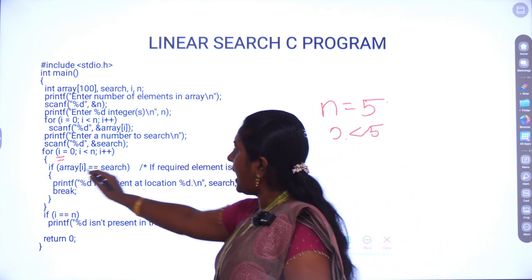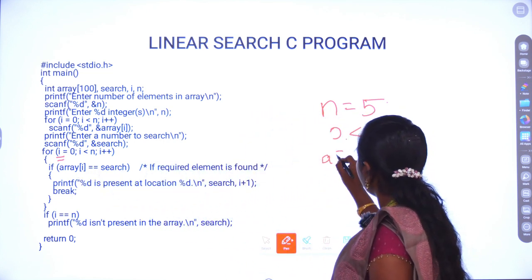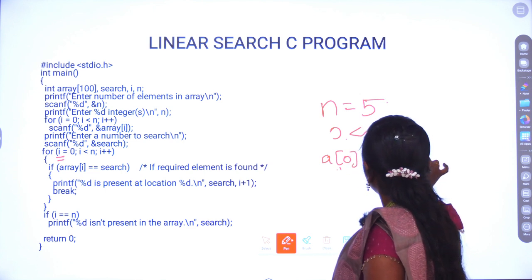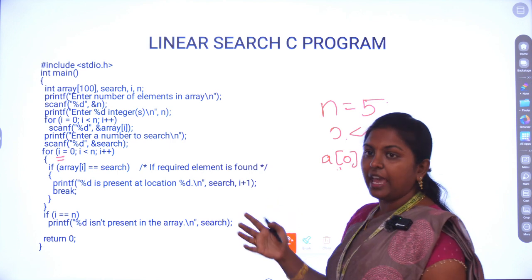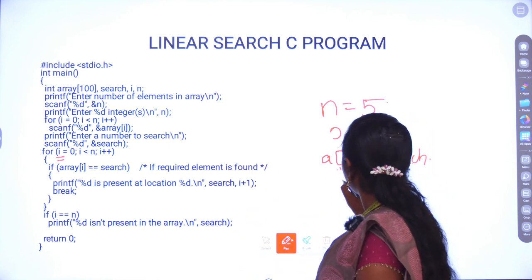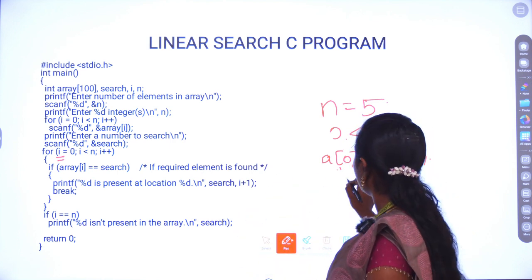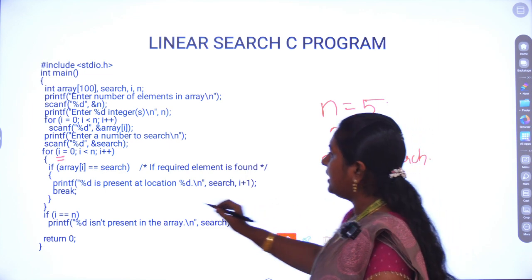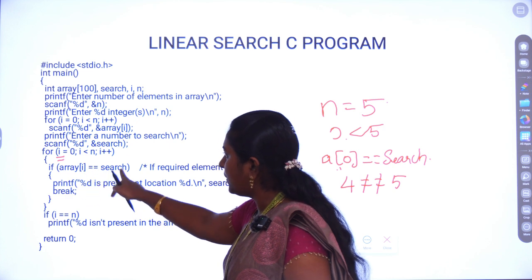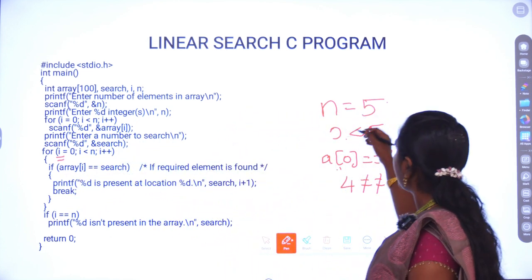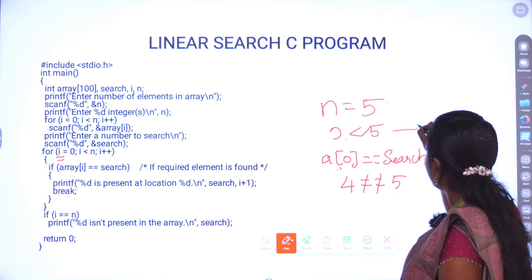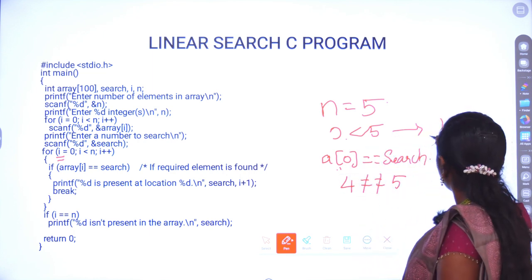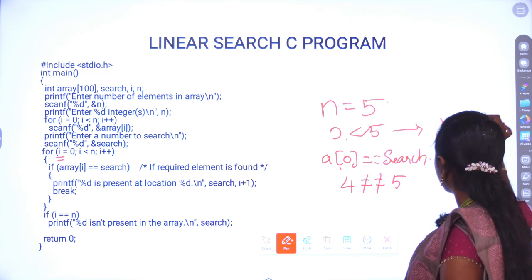Then it checks whether array of 0 is equal to search or not. So array of 0 value is 5, and 5 is not equal to the value 4. It is not equal, right? Then if it is not equal, the i value will be incremented. Again 0 will become 1, and the same thing is checked again. So 1 is less than 5.